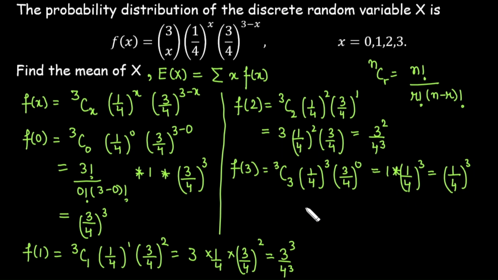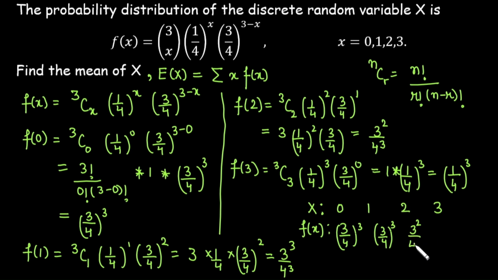So we have the random variable values, that is 0, 1, 2, 3. Now corresponding probabilities we are getting as here (3/4) whole cube corresponding to 1, 3 by 4 whole cube corresponding to 2, 3 square upon 4 cube for 3, 1 by 4 whole cube. Now how to calculate the expected value? Use this formula to calculate the expected value.